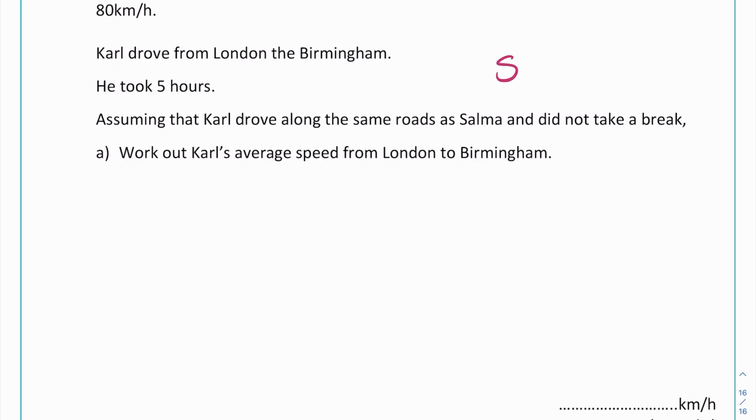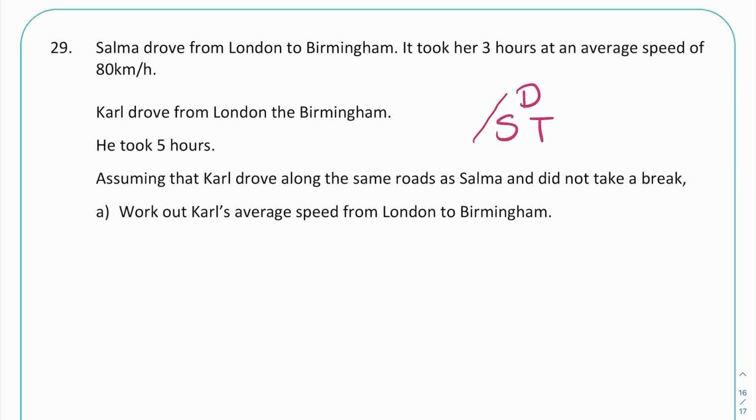So we know that speed, distance and time are related using our formula. Sometimes on a non-calculator paper we'd take a different approach, but let's just have a look. So Salma drove from London to Birmingham. It took 3 hours at an average speed of 80. So we have the time and the speed.